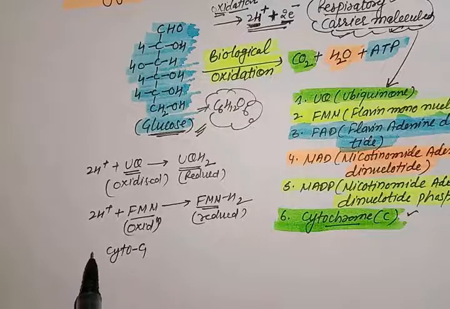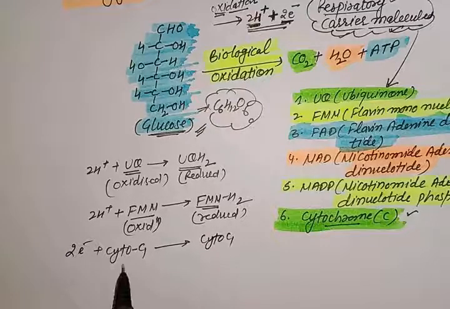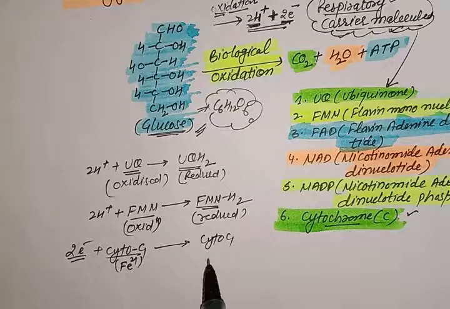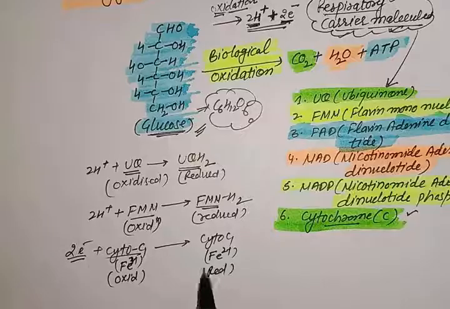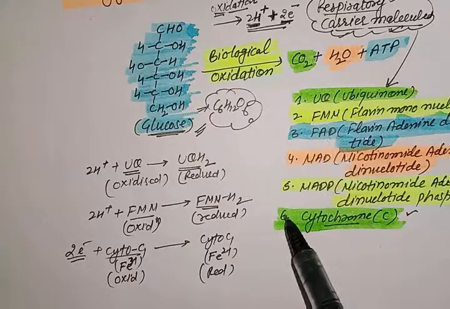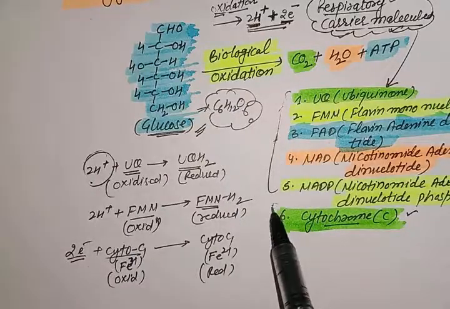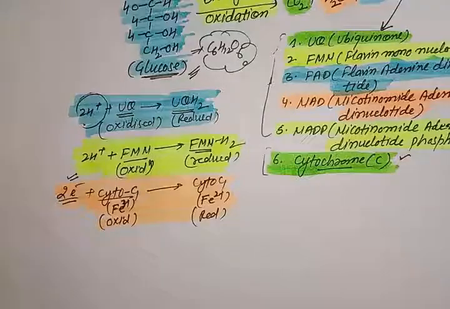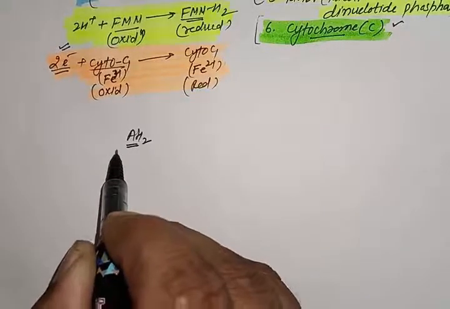In a similar way, suppose we have cytochrome C1. The cytochrome C1 accepts the electrons and changes into reduced cytochrome C1. In the cytochrome, there is an Fe plus 3 ion in the center. After the acceptance of the electron, it changes from Fe plus 3 to Fe plus 2. So this is the oxidized form, and this is the reduced form. So out of these 6 respiratory molecules, 5 help in the acceptance of hydrogen, and the last one, that is cytochromes, helps to accept the electron during biological oxidation.